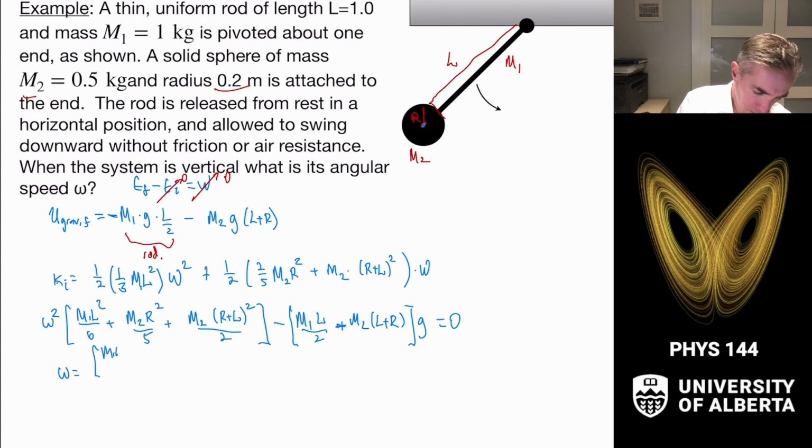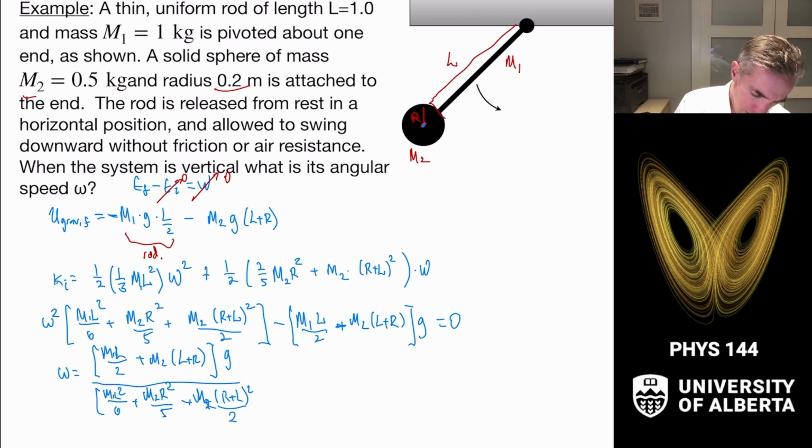Omega is going to be m1 L over 2 plus m2 times (L plus R), all times g, all over the moment of inertia term, which is m1 L squared over 6 plus m2 R squared over 5 plus m2 times (R plus L) squared over 2. And this whole mess is all in brackets that we are then going to take the square root of.